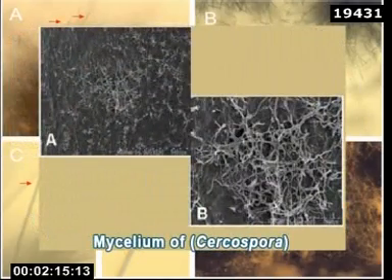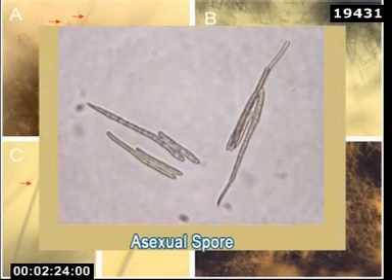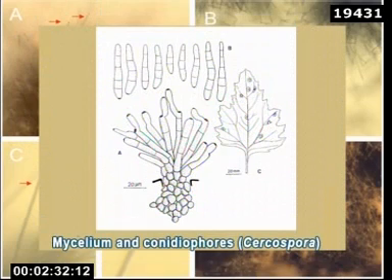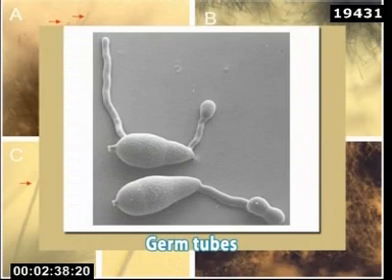Cercospora mycelium is branched, intercellular, with haustoria entering the cells. Only asexual reproduction has been reported in this fungal group, and the conidia are the chief means of reproduction. Conidia are produced on conidiophores acrogenously. They germinate to form new mycelium.